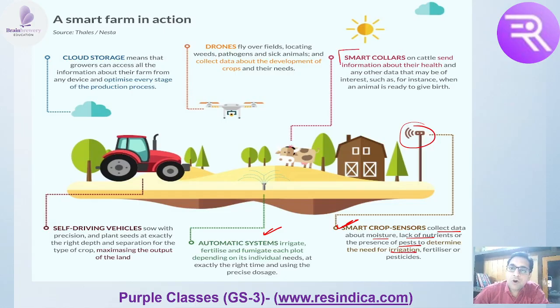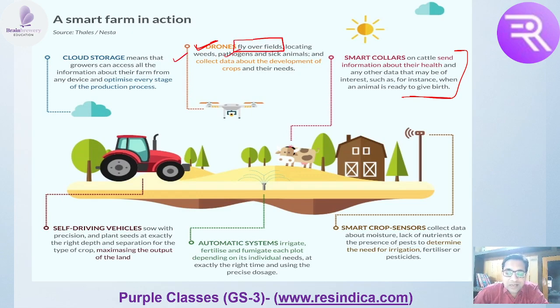Then smart collars will be around the necks of animals and livestock, so that they keep sending health data and data about their whereabouts, and even when an animal is ready to give birth, everything will come from this smart collar. Then drones will be flying over the field. They will locate where the weeds are, where the pathogens are, where we need dry conditions, and where sick animals are. So we will come to know all this with the help of drones, right?